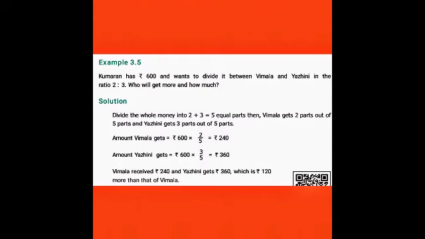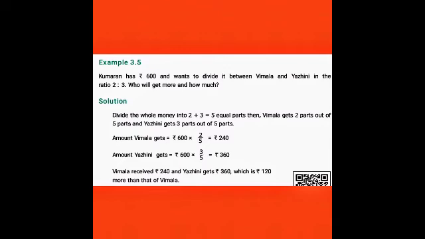Move on to the next. The amount Yalini gets is equal to rupees 600 into 3 by 5. Therefore, how many 5s in 600? Yes, 120. So 120 into 3 is equal to rupees 360. So Vimala received 240 rupees and Yalini received 360 rupees.